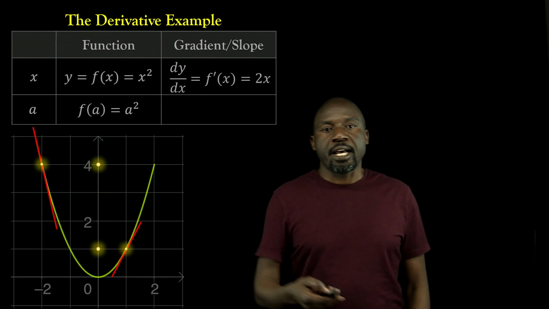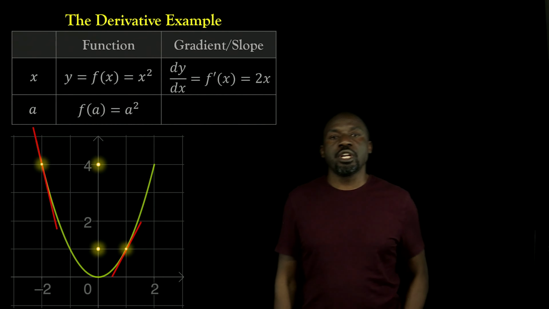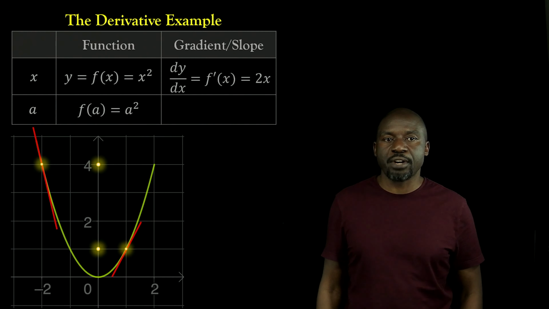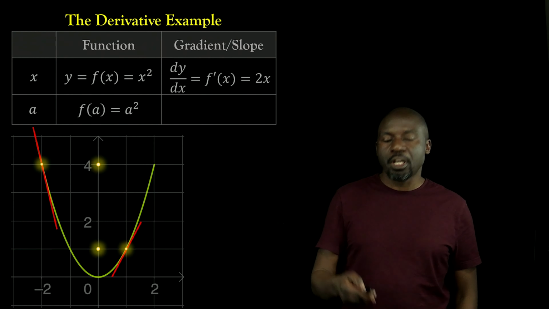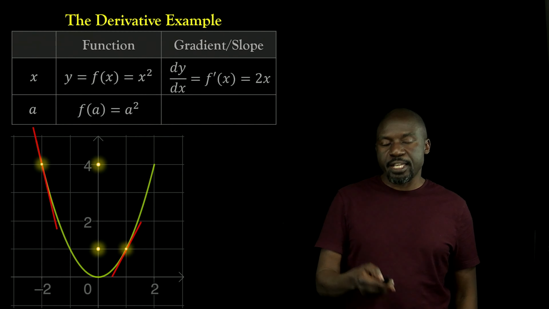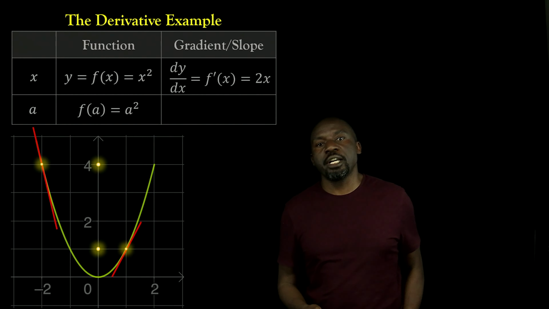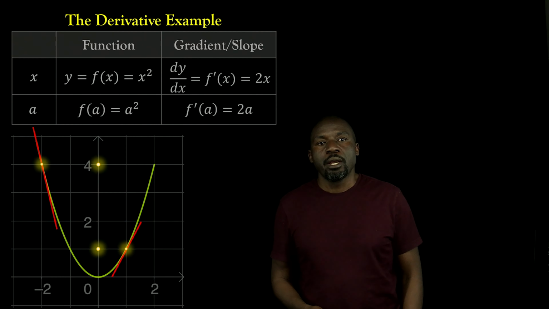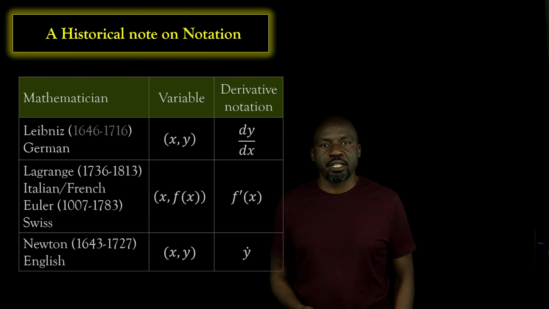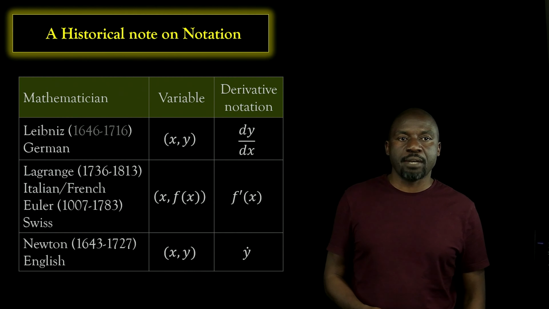So the next line, I've just put a value of a, and I'm showing there how you can substitute it on the function to find the value of the function, and how you substitute it onto the gradient function or the derivative function to find the gradient at that point, at the point where x equals a. Yes?